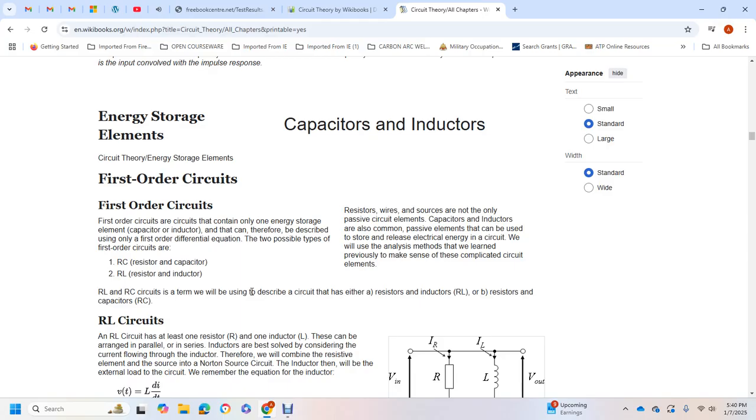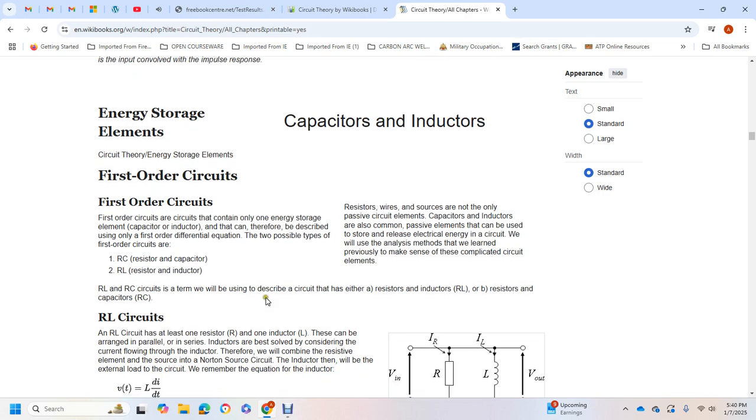First order circuits are circuits that contain only one energy storage element, a capacitor or an inductor, and can therefore be described using only a first order differential equation. The two possible first order circuits are resistor-capacitor and resistor-inductor, RC or RL circuits, described as either a resistor and inductor (RL) or a resistor and capacitor (RC).